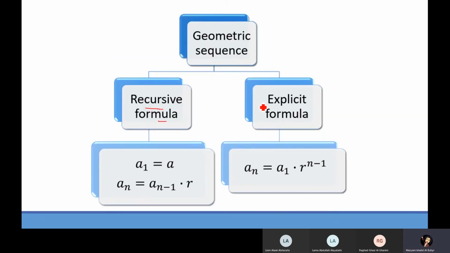Besides the recursive formula, we can also see the explicit formula. What I said, it will be very helpful if I'm asking you, for example, for the 16th term, or the 17th term. It is very difficult for you to find the previous term each time. So let's rewrite again the sequence that we had. It's 1, 2, then we have 4, then 8, then we have 16.